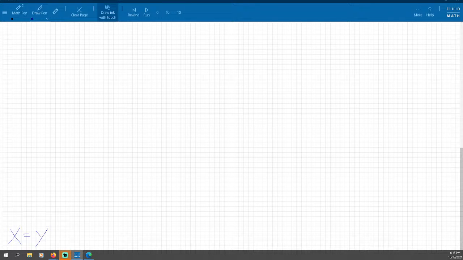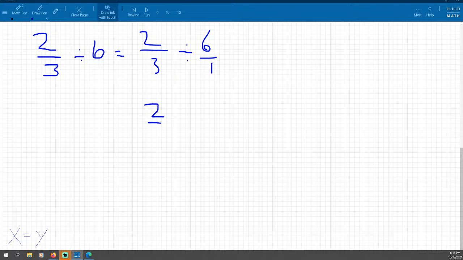Okay, so now let's say you get a problem like this. 2/3 divided by 6. To make things easier for you, you may want to rewrite this as 2/3 divided by 6/1. And then you can just follow what we've been doing the whole time. So 2/3 times 1/6 equals 3/18. Whoops, remember what I said, we can redo.